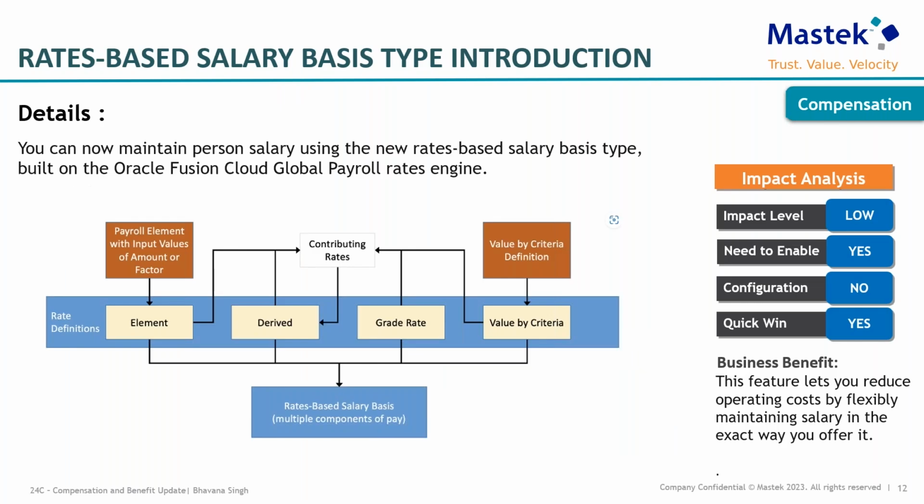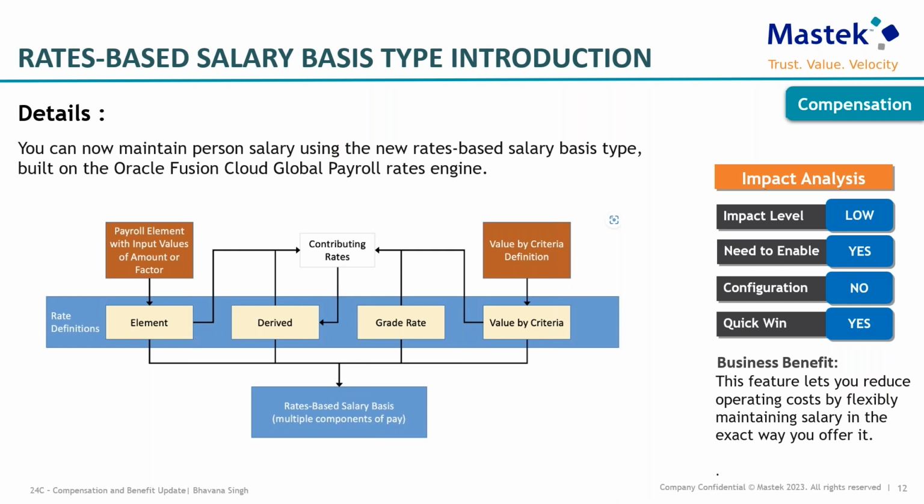Next we have the compensation features. The first feature in compensation is the rates-based salary basis type introduction. We can now maintain person salary using the new rates-based salary basis type built on the Oracle Fusion Cloud Global Payroll Rates engine. We have the following 4 payroll rate definitions. These are element, derived, grade rate, and value by criteria.